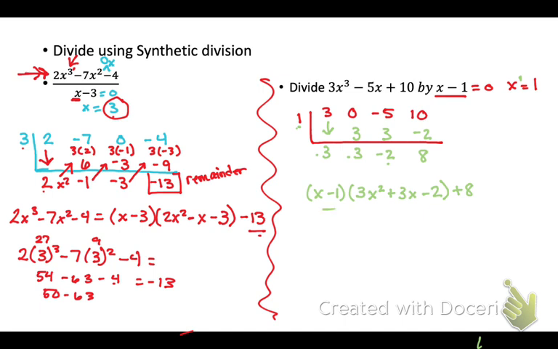So if I multiplied these two and added 8, I better get what? That. So if I factored that, is x minus 1 a factor? No, because the remainder isn't what? Remember we've talked about that? 0.